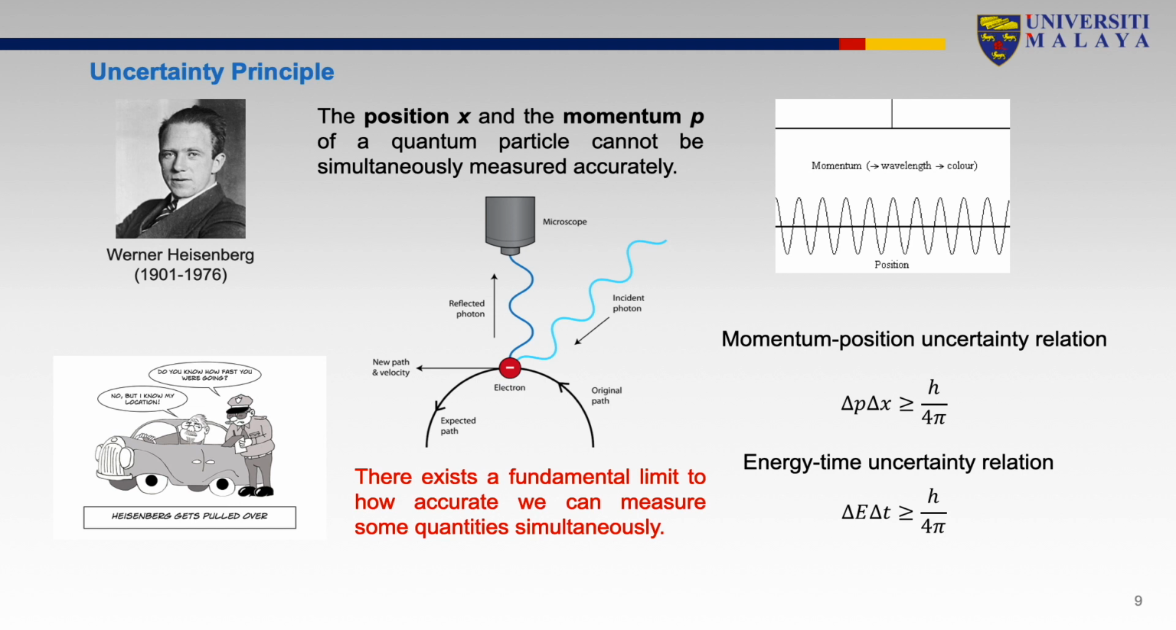was stopped by the police and he was asked, "Sir, do you know how fast you were traveling?" And Heisenberg answered, "No, but I know where I was." So this is basically the idea of the uncertainty principle. You cannot measure the position of the particle accurately and the momentum of the particle accurately at the same time. You have to give way one or the other.